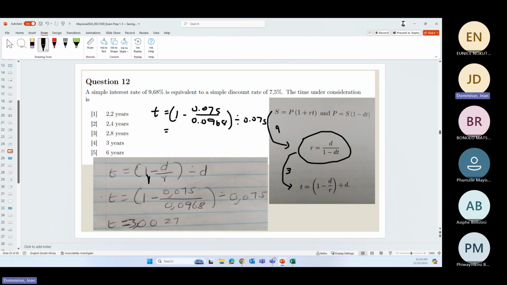So it is 0.075 divided by 0.0968. And if I subtract that from 1, I get 0.23. 0.23 divided by 0.075, if I round it off to 4 decimals, I get 3.0028. So that will tell me I've got 3 years.